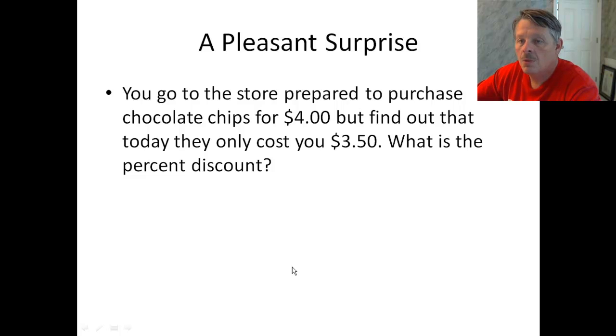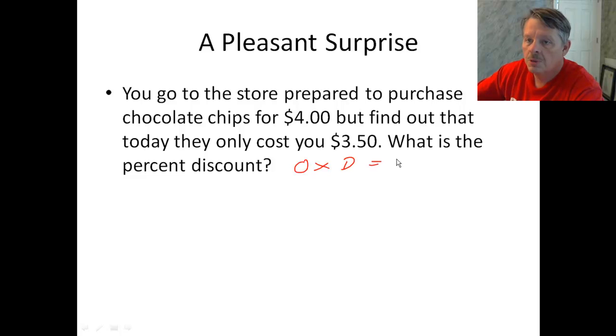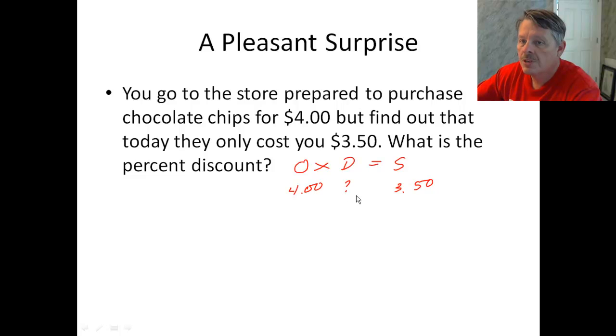All right, welcome back. So our original price, where am I? There you are, thank you. Original price times my discount is going to be equal to my sale price. So my sale price is $3.50. My original price is $4. My discount is my unknown. So how do I get my discount all alone? Well, I divide both sides by 4. So my discount is equal to $3.50 divided by 4.